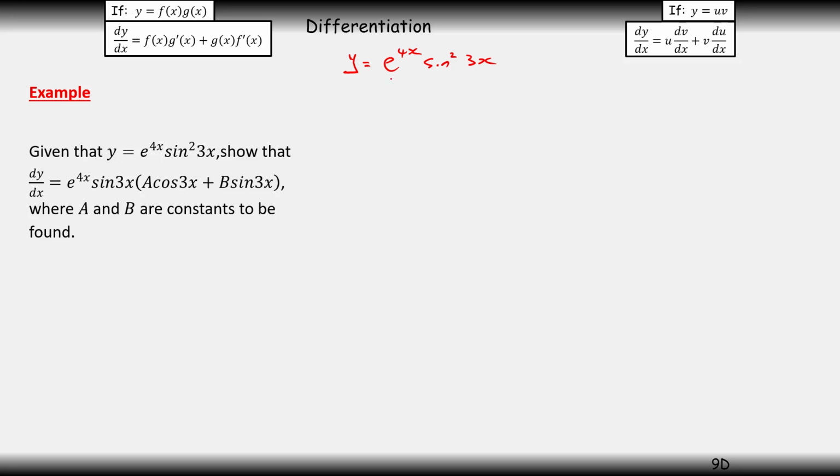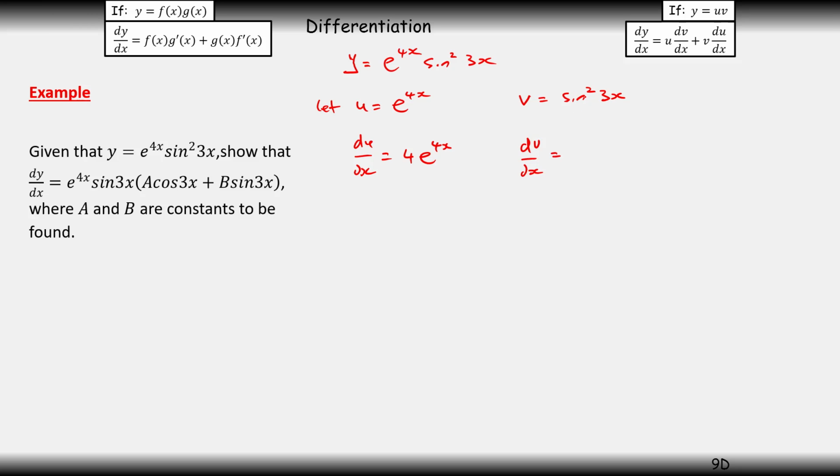So let's split the function up, u and v. Let u be equal to e to the power of 4x and v be equal to sine squared 3x. So differentiating u with respect to x, du over dx is equal to 4e to the power of 4x. Differentiating v, a little bit more complex, dv over dx.